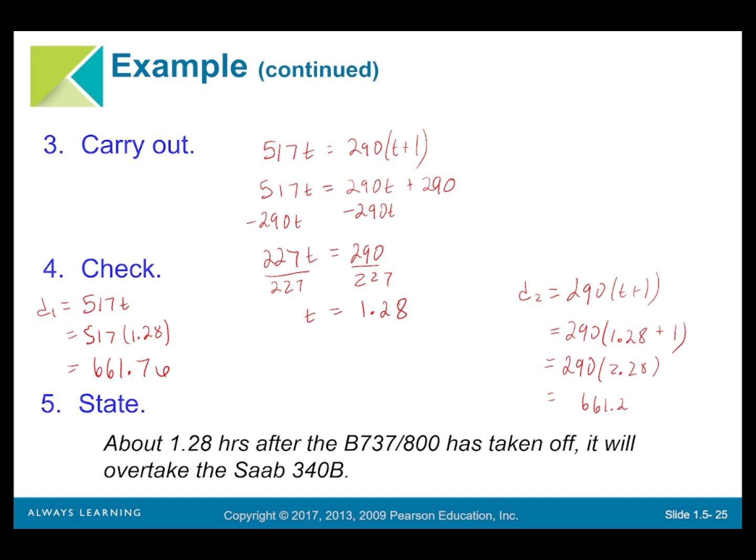They have gone the same amount of distance at that time. So to sum it up and state it in a sentence, we want to say about 1.28 hours after the B737 has taken off, it will overtake the SAAB 340B.